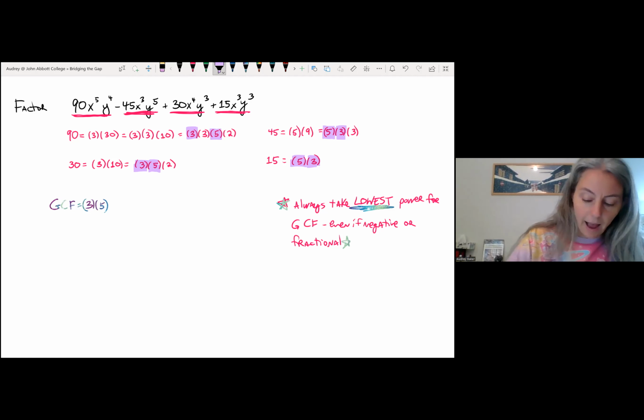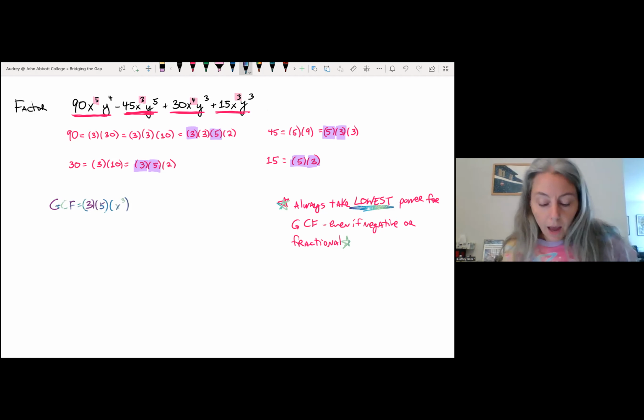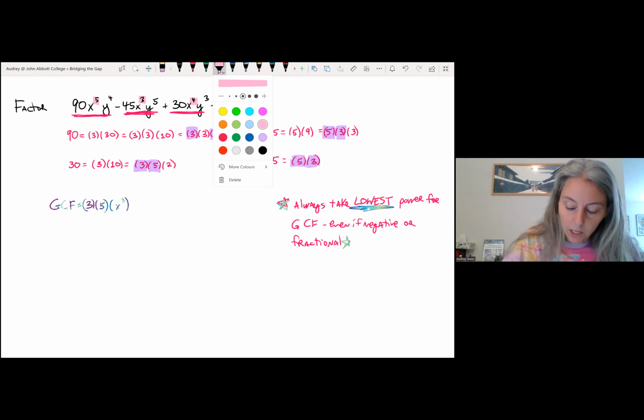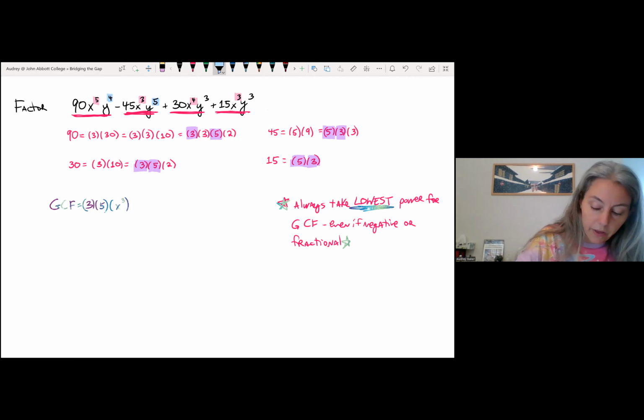So in this case, I have my 90x to the fifth, 45x cubed, 30x to the fourth, 15x cubed. The lowest power that we saw there was 3, so that's what we're going to take, that x cubed. And then we'll do the same for the y's. Again, we want the lowest power. So we have y to the fourth in the first term, y to the fifth in the second term, y cubed in the third and fourth terms. So again, we're taking that y cubed. So the GCF then is 5 times 3 is 15, x cubed, y cubed.